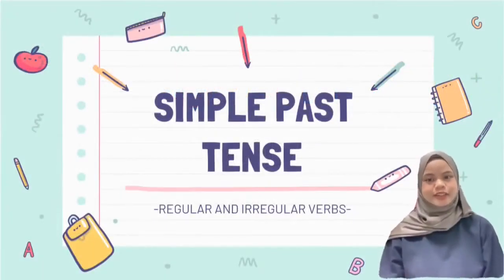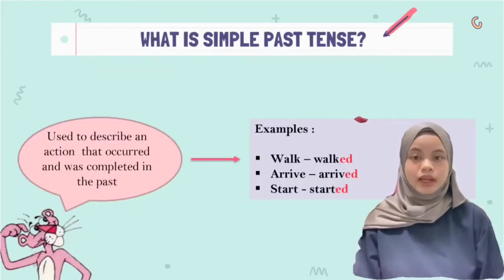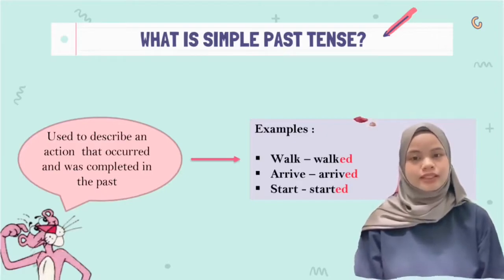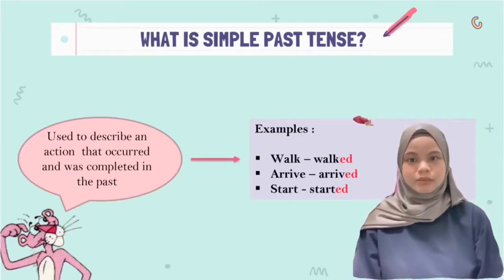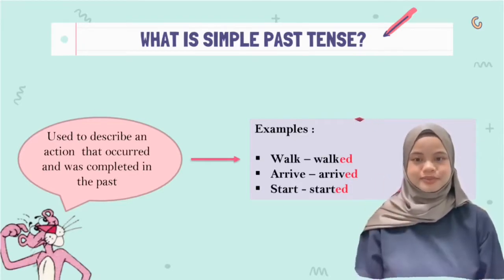Hi, hello. Today we are going to learn about simple past tense, the regular and irregular verb. Simple past tense is used to describe an action that occurred and was completed in the past. Examples for simple past tense are walked, arrived, and started.